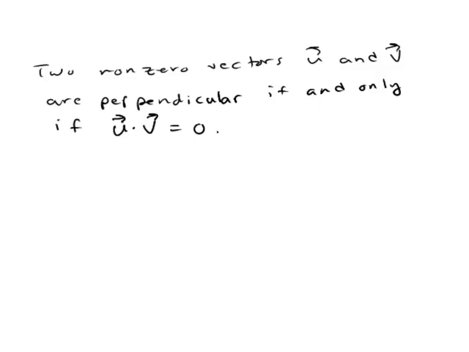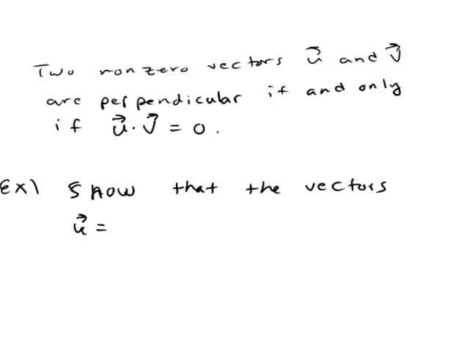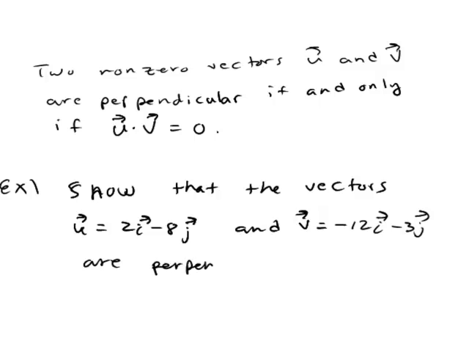Okay, so let's suppose I'm asked to show that the vectors, let's say u equal to 2i minus 8j and v equal to negative 12i minus 3j are perpendicular.